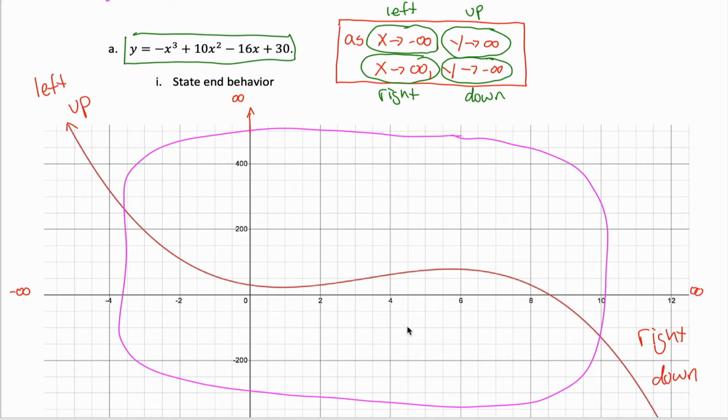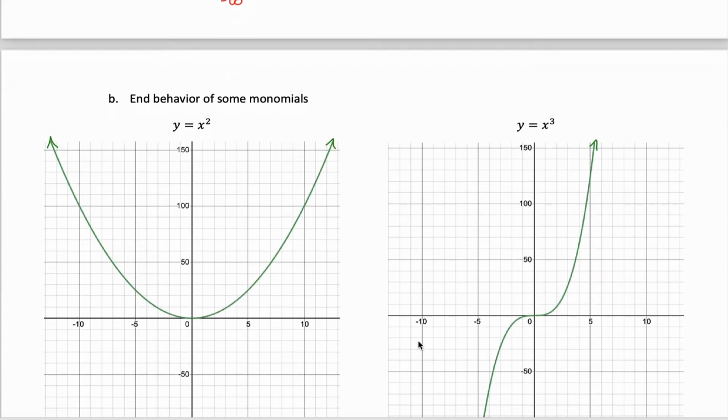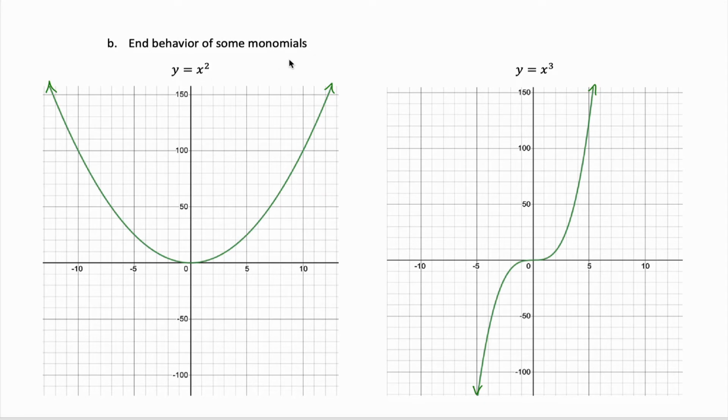Well, really to understand it, what we want to do is look at what are called monomials. Monomials are just a special type of polynomial where we only have one term. So an example of a monomial would be y equals x squared. There's just this one term here. Its degree is 2. Its coefficient is 1. It's a monomial. What does the graph of y equals x squared look like? Well, we've already seen it a few times in this class. It's this standard parabola that you see pictured in front of you.